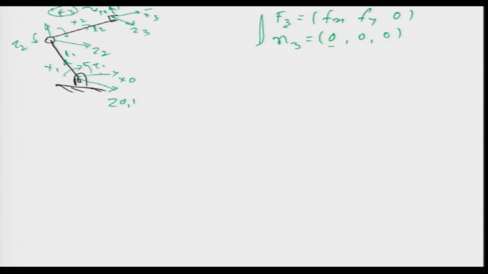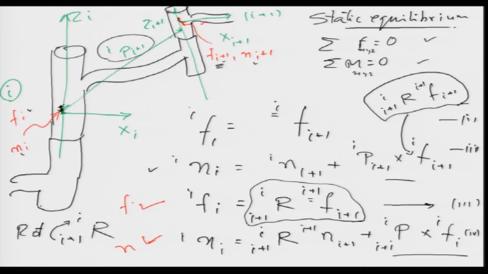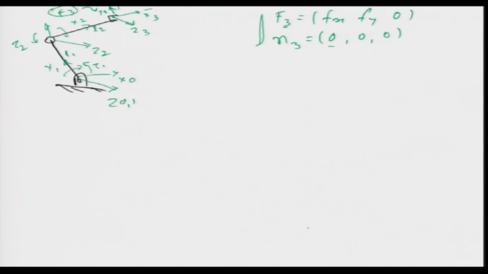And how do we proceed? We essentially use these two equations. The first equation gives us the relation between the force in the i plus 1 frame and that of the ith frame, and the second gives us the relation between the moment in the i plus 1th frame and the ith frame. So, we simply need to put in these two formulas, and we are going to proceed.